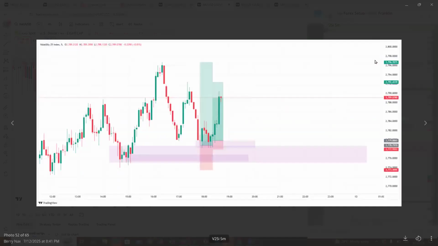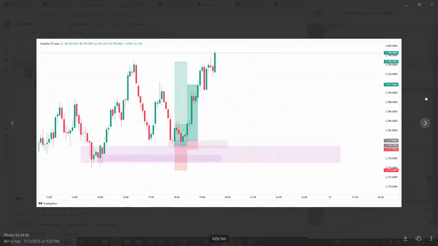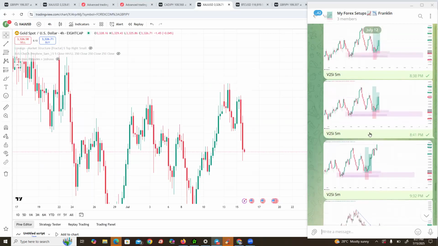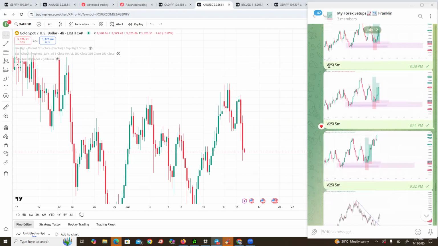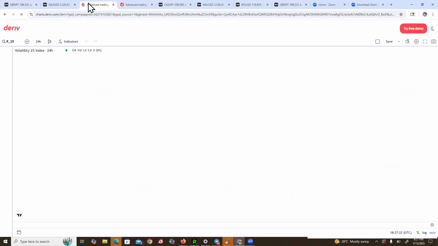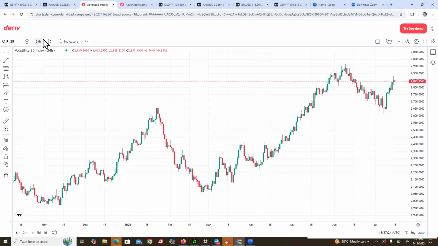This trade now, because I already know where the market is heading to. So this was on July 12th. So let's check this thing now. This is volatility 25.